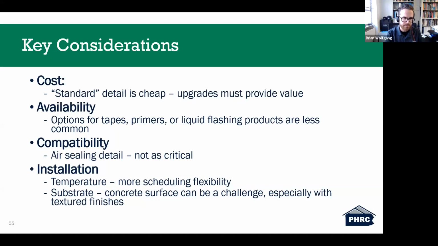In terms of availability, if you're trying to adhere to two different substrates, such as sheathing, hybrid sheathing products, or OSB or plywood, depending on what it is, down to concrete or your foundation, oftentimes you're considering a little bit more advanced products for this. Some of those are going to be a lot less common. In terms of compatibility, if this is truly an air sealing detail, the compatibility with a system or a manufacturer is not as critical. So we're really just focusing on adhesion and installation.